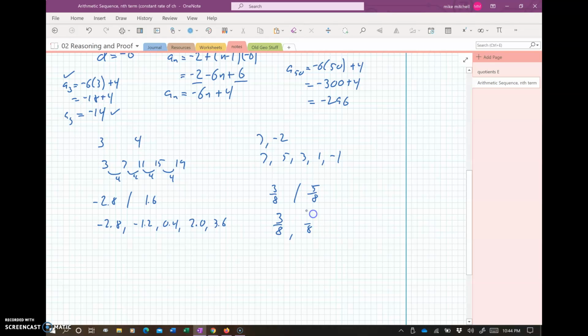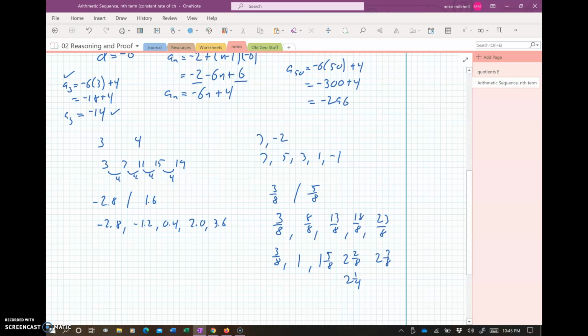Whoops, not 5/8. 3 and 5 gives me 8/8, 13/8, 18/8, and what would my last one be? 23/8. But they may change that. You may just see 3/8, 1, because they can reduce that. They could leave that as 13/8, or they might end up doing 1 and 5/8. This is going to be 2 and 2/8, though they would probably reduce that to 2 and 1/4. This is going to be 2 and 7/8.